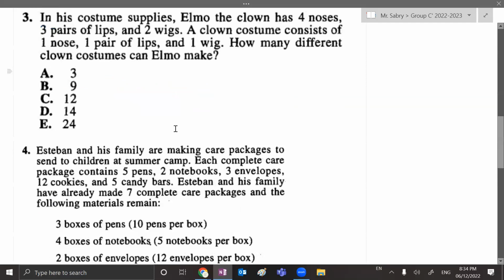Now moving to number 3. It says in his custom supplies, Elmo, the clown, has 4 noses, 3 pairs of lips, and 2 wigs. A clown costume consists of 1 nose, 1 pair of lips, 1 wig. How many different clown costumes can Elmo make? So what's the key word here?